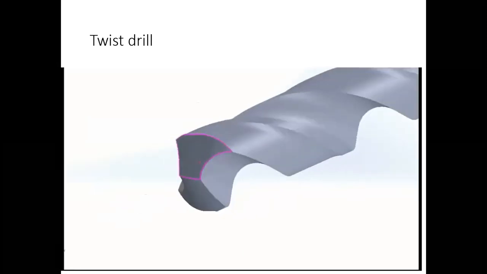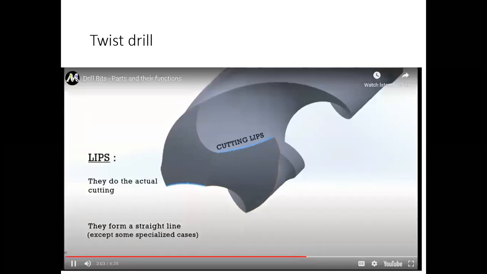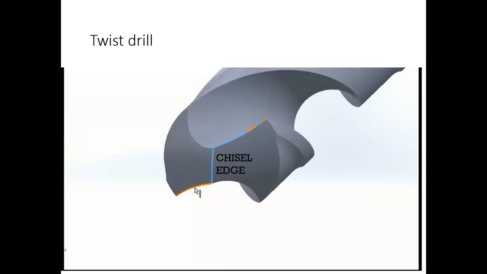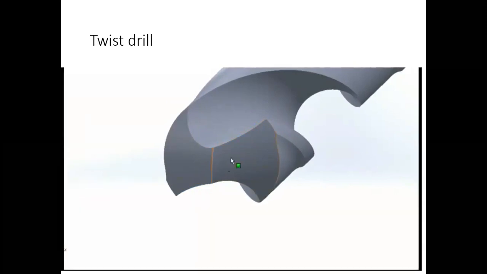Now, let's move on to the drill point. These are cutting lips, or just lips. They do the actual cutting job. This is called the chisel edge. It is the end of the web that connects the lips. The chisel edge does not cut. It penetrates, displacing the workpiece material and consumes 60 to 70% of the thrust. This face is called the heel.